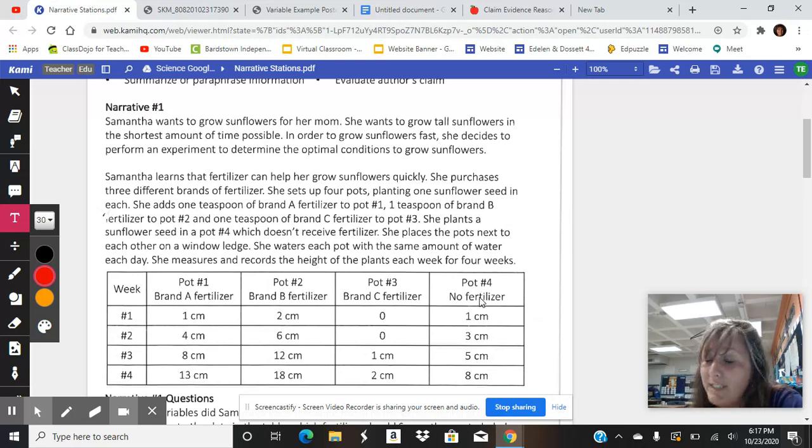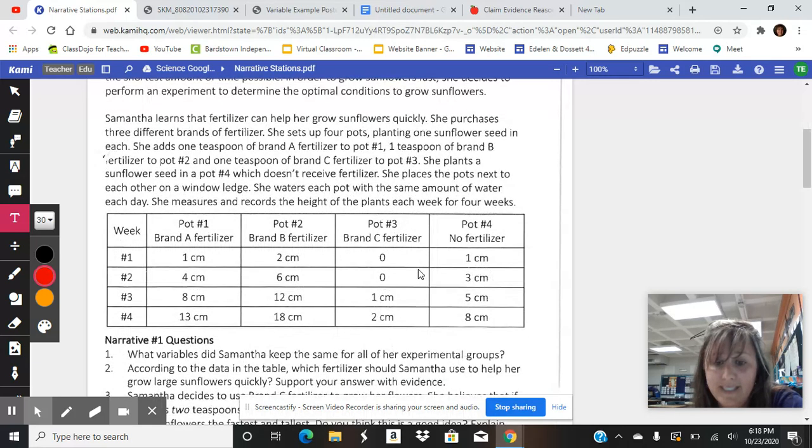And pot number 4 didn't get any at all. Look what it did. Week 1, it was 1 centimeter. Week 2 is 3 centimeters. Week 3 is 5 centimeters, and in week 4 it grew 8. So pot number 4, with no fertilizer, grew more than brand C fertilizer. So I wouldn't buy brand C fertilizer at all. It's not very good.